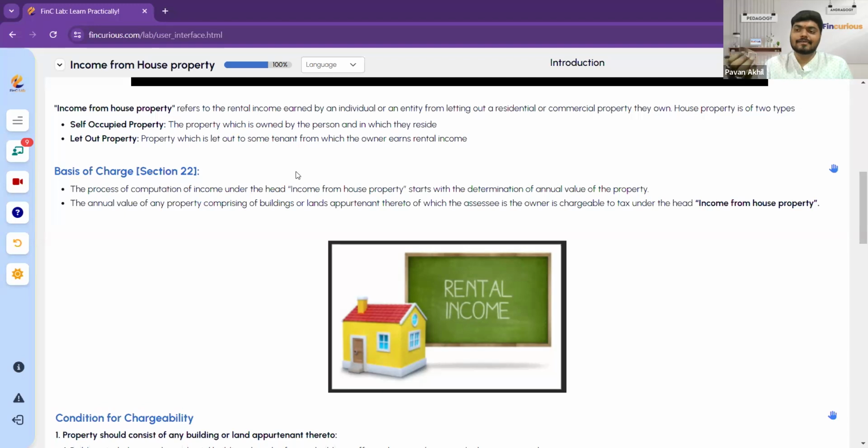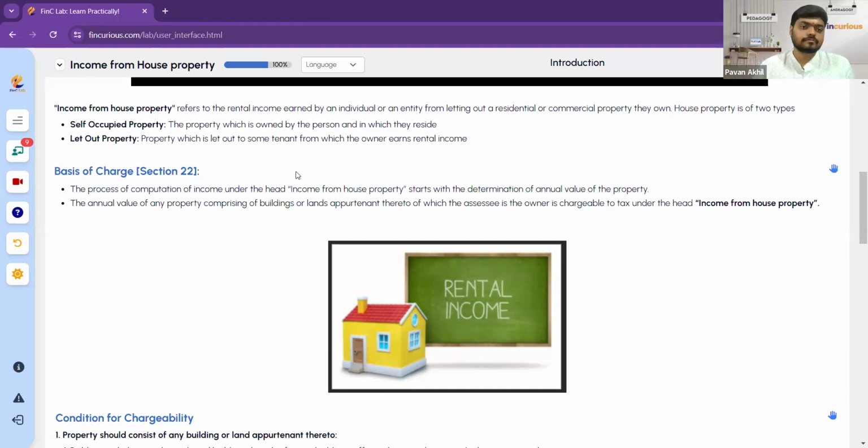Do we get rent from that self-occupied property? Obviously no. We don't pay rent to ourselves, right? We only get rental income from let-out property. What do you mean by let-out? If I have a home, and I give my home as let-out to another person, named X, that X will give me the rent. That would become my rental income. So I need to show it under income from house property.